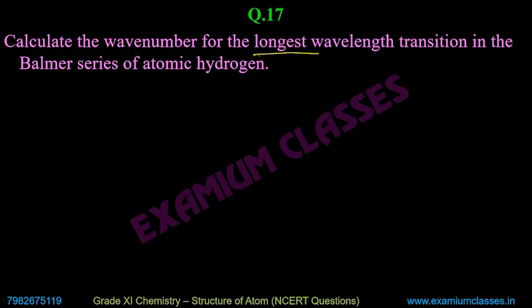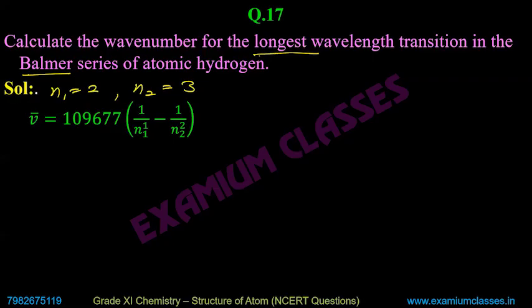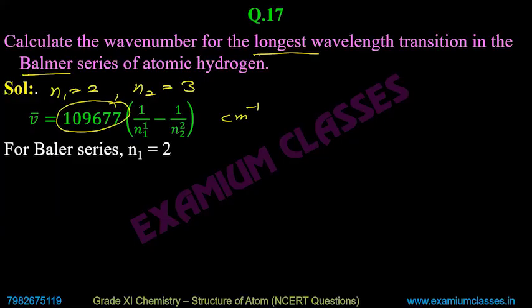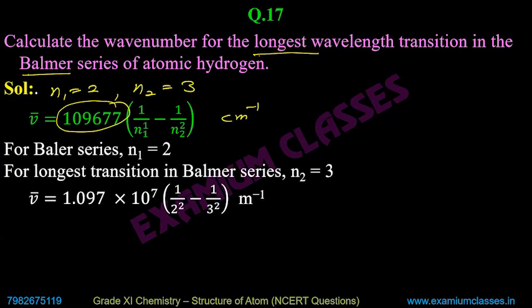So for the longest wavelength transition, the value of N2 will be just the next orbit of the series. Because it is Balmer, just next will be 3. And apply the formula, get an answer. Because here I am using 109677, this will be per centimeter. Here I have used 1.097 into 10 power 7, that's why per meter.